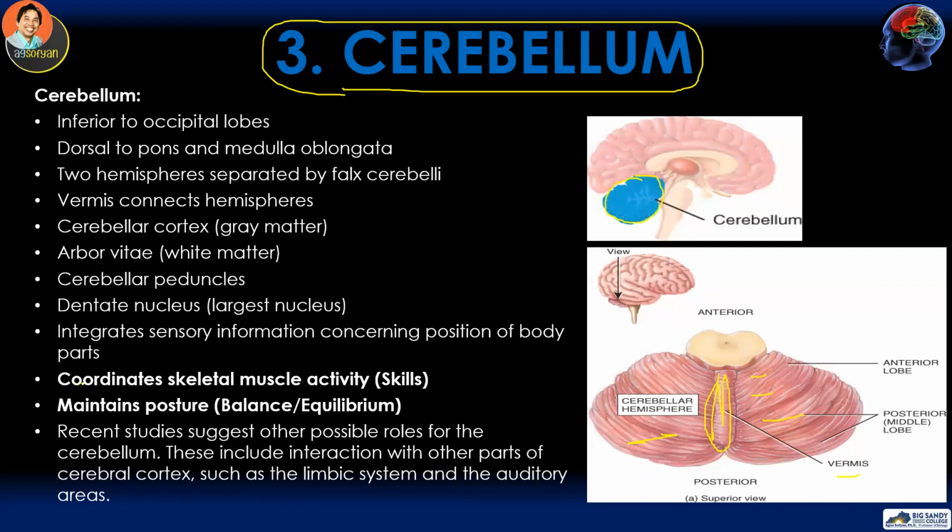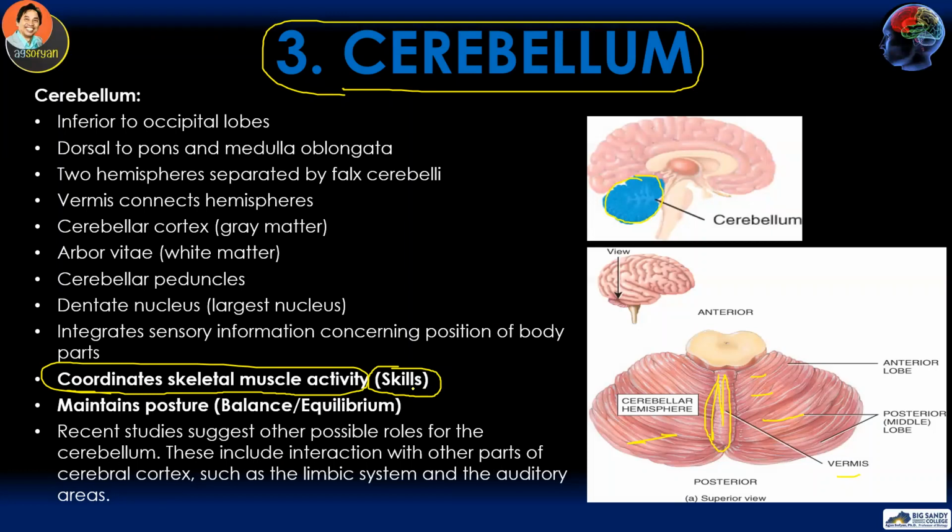The main function of the cerebellum is coordination of skeletal muscle activity, especially for skilled movement. So if we have skills like swimming, riding a bike, or skill in other things that we do, it is mostly controlled by the cerebellum.